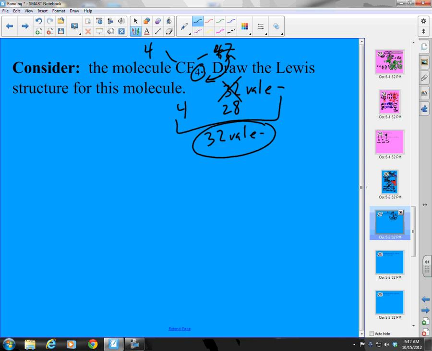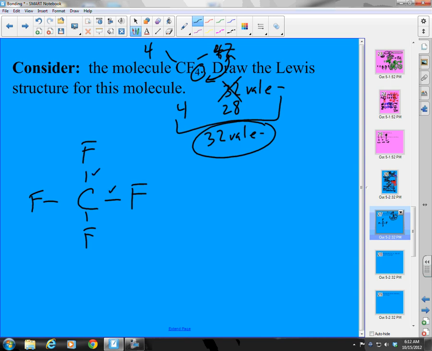Good. Now we want to choose a central atom. I have 4 fluorines, and I have carbon. Which one would give me a symmetric arrangement? I think carbon. So I'm going to put my carbon in the middle, surround it with my fluorines. Then I'm going to bond my fluorines to my carbon, and then I need to make sure everything has 8 electrons.